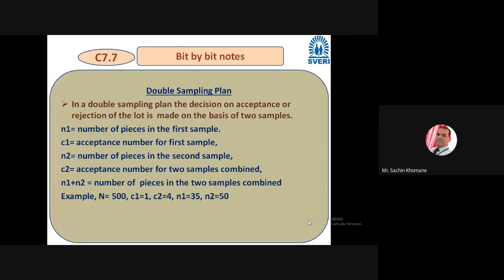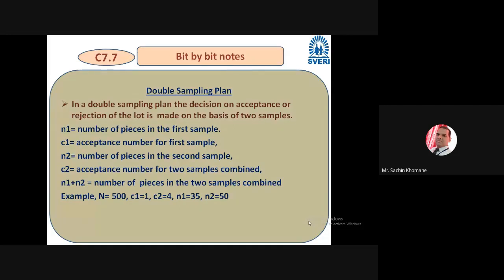What is the N2? Number of pieces in a second sample. How many? Let us take the example of 50. Out of that 500 lot, you have taken 50 components to check the quality. And if you find defects only up to C2, that is the acceptance number. C2 is the acceptance number for the second sample, but it is combined. Let us take the example: C2 value is 4. Getting it? Now, a very simple thing.